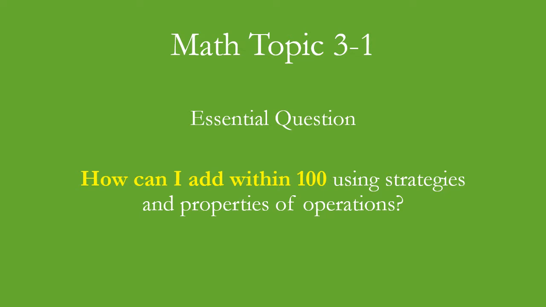Today we are going to start our new topic and we are going to be looking at adding big numbers. Okay, so our essential question is, how can I add within 100 using strategies and properties of operations? And all that means is, how can I add numbers that are smaller than 100? So 60 plus 27, 41 plus 39, and things like that. Before this, we had only really talked about going up to 20. So now we're moving it up to 100.